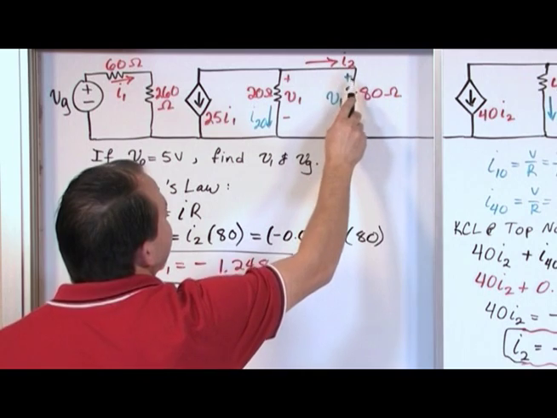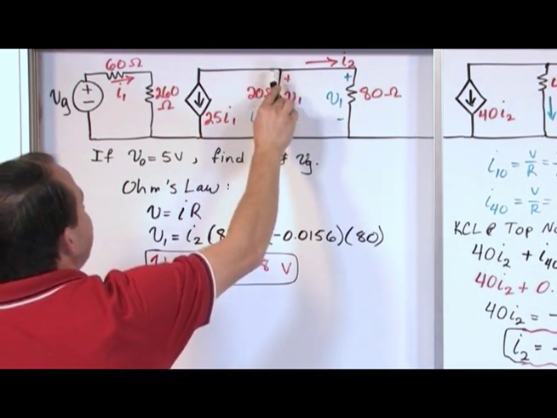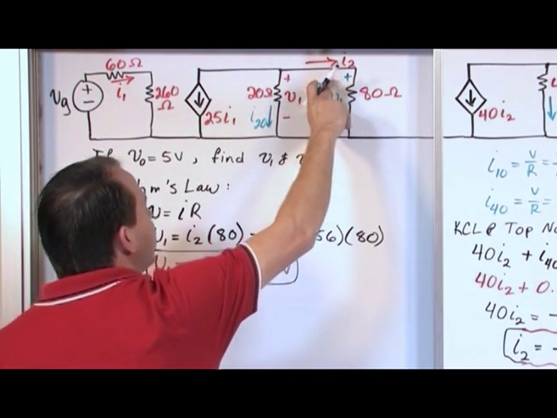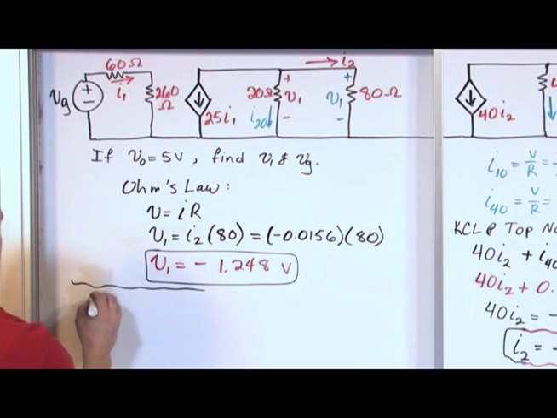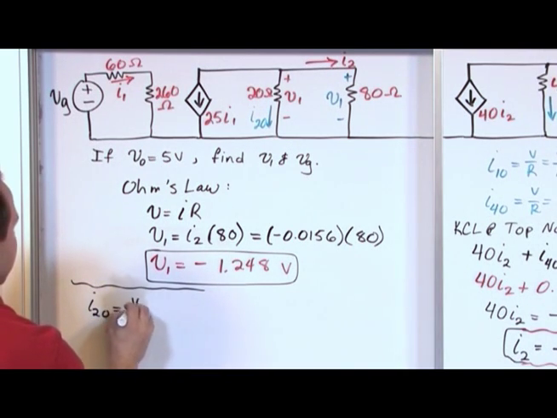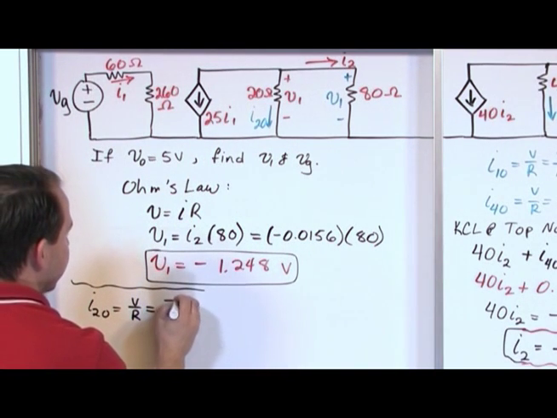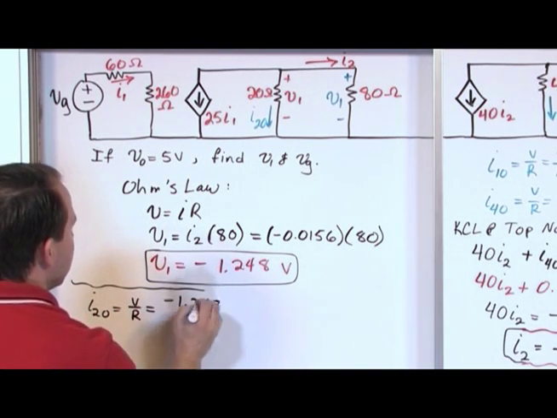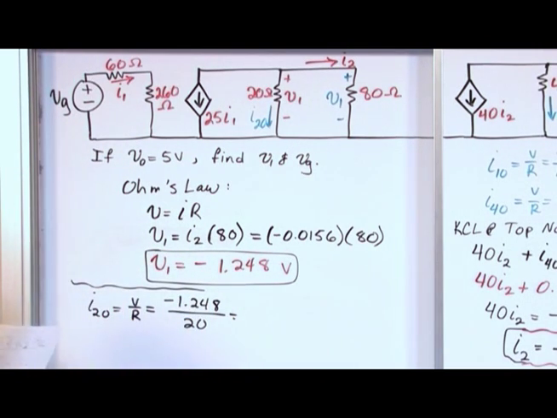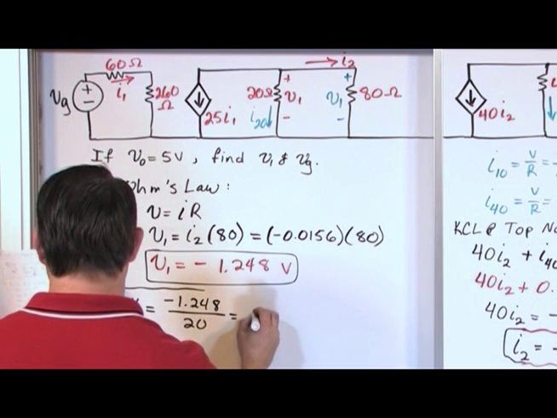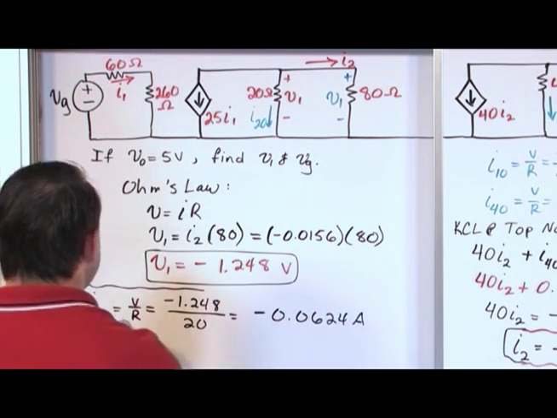So we know what this current is because we use Ohm's law. Let's figure out what this current is here, because again, we know this voltage, then we also know this voltage. So let's figure out what I sub 20 is. I sub 20 is equal to V over R. The voltage just happens to be negative, so negative 1.248. The resistance is 20. So when you take negative 1.248 divided by 20, you're going to get negative 0.0624 amps. That's I sub 20.